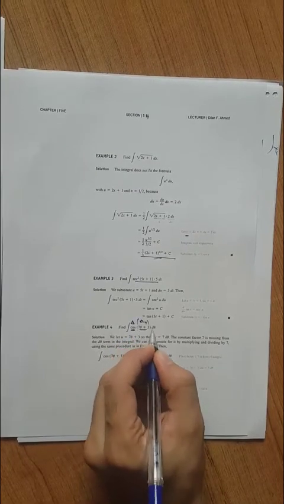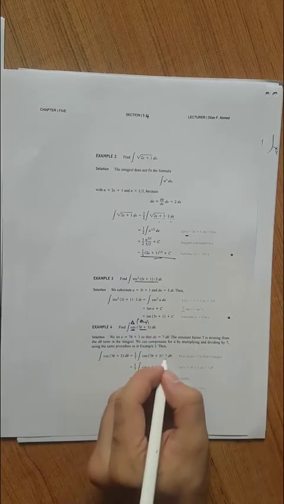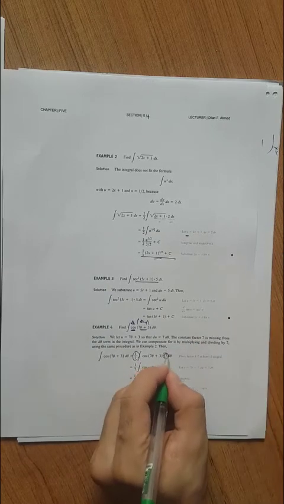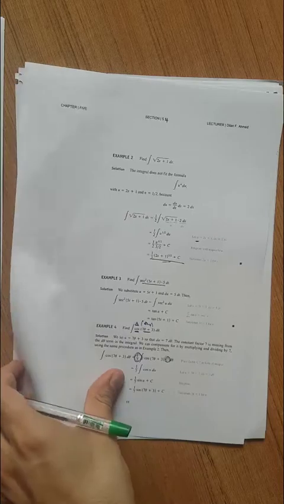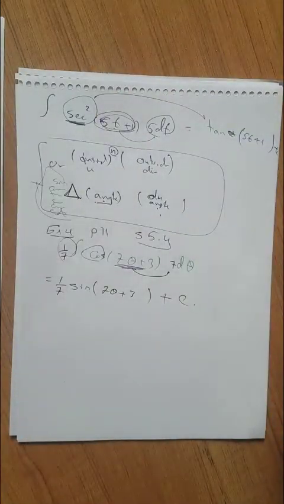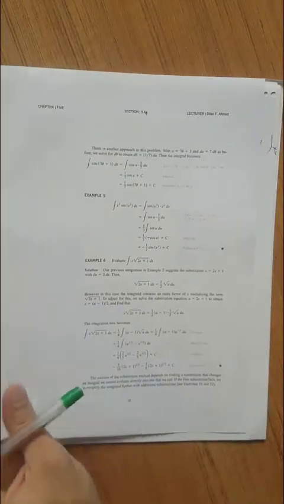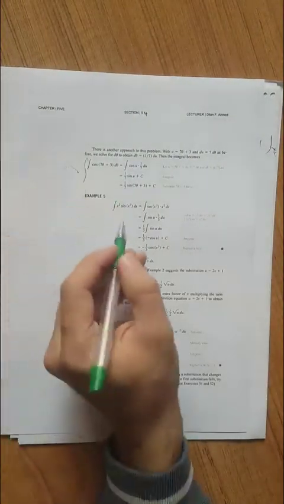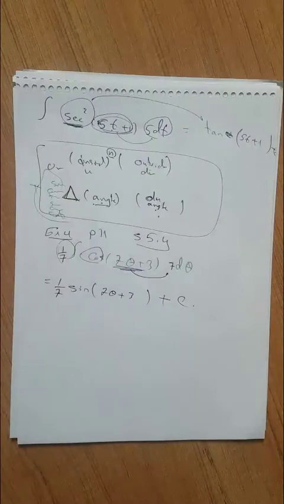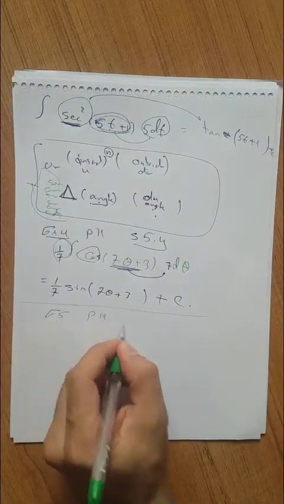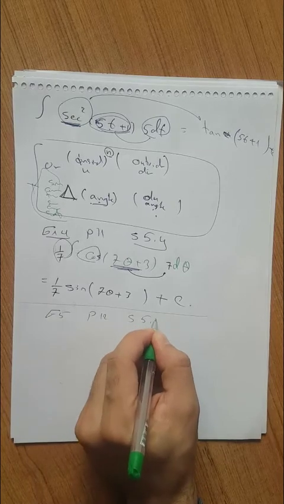And where's the derivative? We need the derivative, so you put 7 here and 1 over 7 outside. Next page, another example is talking about another rule, the same. We have x squared. Okay. Example 5, page 12, section 5.4.